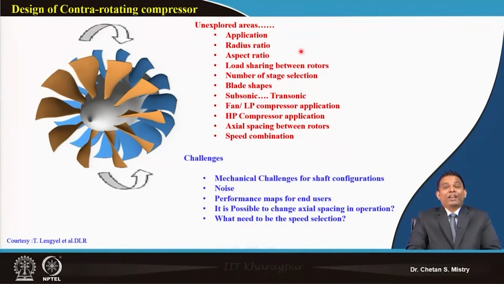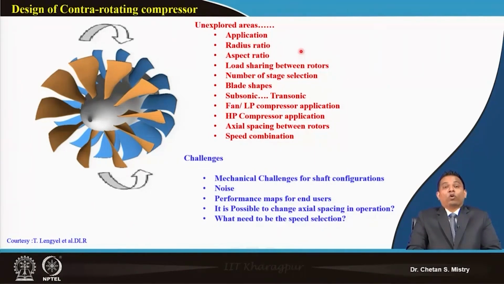Okay. Now, next comes the speed combination. You can realize, suppose we consider both the rotors rotating at the same speed, one can say why can I not rotate my rotor 2 at the high speed? Why not rotor 1? Why should both be rotated at the same speed? Can we think of rotating both the rotors at low speed, the same speed? So, all those things need to be explored.